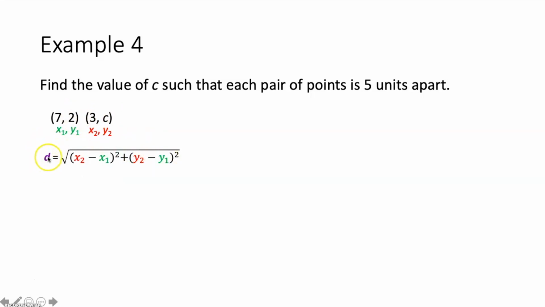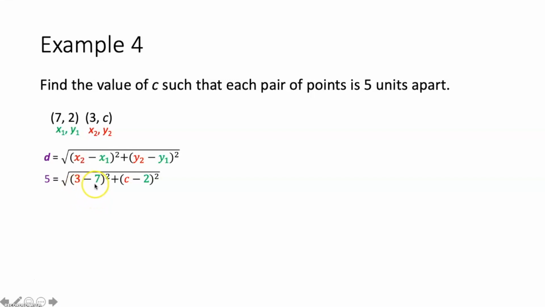We also know our distance, right? We know the distance between these 2 points has to be 5 units, so we put a 5 where our d is. Now we have everything except this c, so we're going to have to solve for our c here. So to solve, we simplify first.